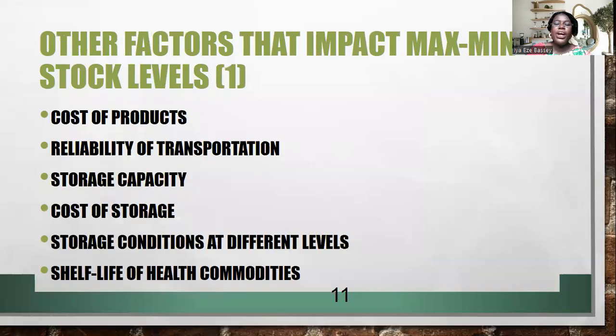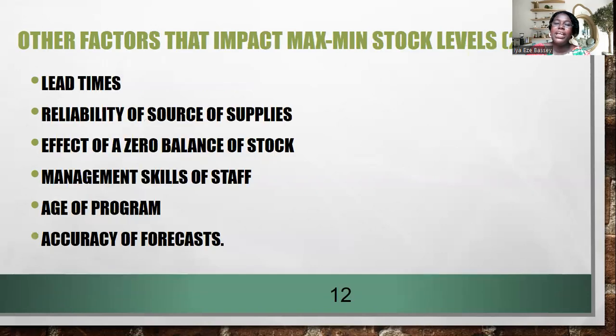So the other things that could impact our max min stock levels include the cost of products, the reliability of transportation, the roads in the country that you're using, the storage capacity of the facility that is being used, and your storage conditions at different levels. And then the shelf life of the held commodities. Some of them expire in 1 year, some in 2 years. So that could also determine your max min.